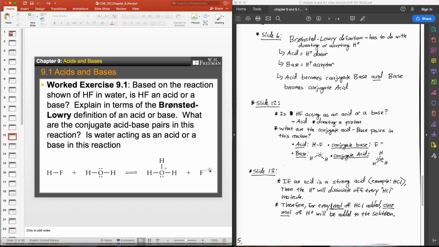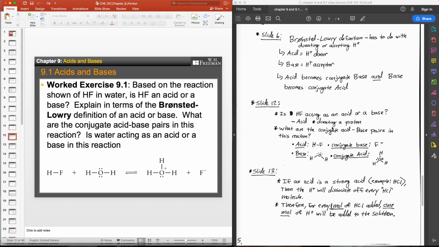And so therefore this F minus, which is missing all of its dots around it, has 2, 4, 6, 8 valence electrons that are non-bonding around it. That's why it has a -1 charge, because fluorine wants to have 7. So this F minus, or fluoride anion, is the conjugate base of hydrofluoric acid, okay? Water is acting as a base. It's a hydrogen ion acceptor. So considering Bronsted-Lowry again, water is acting as a base in this situation.